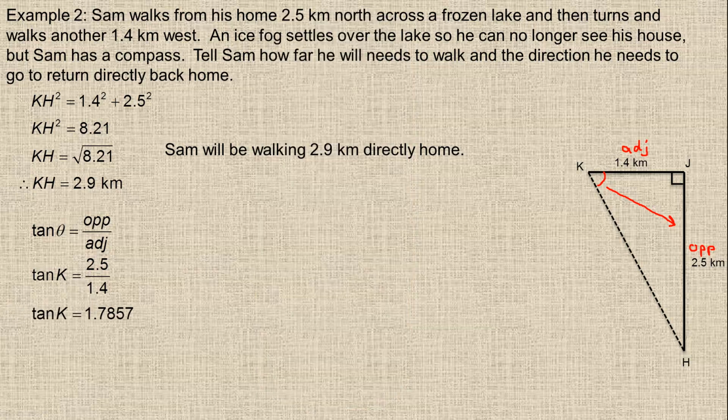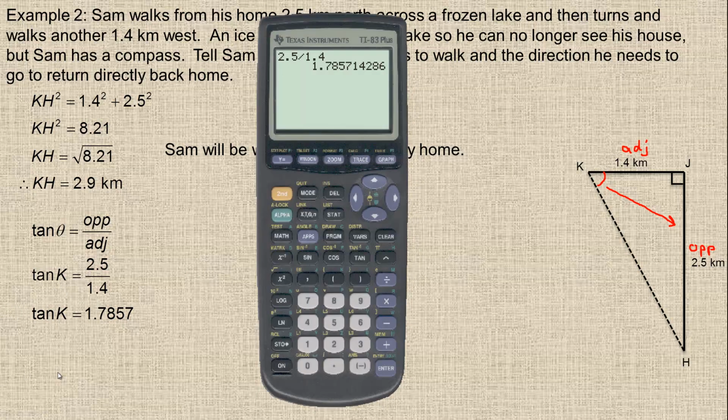And I rounded to, I always round to 4 decimal places. Don't round too quickly. If you rounded that to 1.8, for example, then your angle could be off by a degree or two. So keep several decimal places to maintain accuracy.